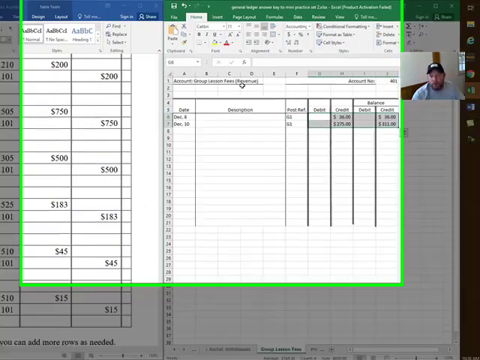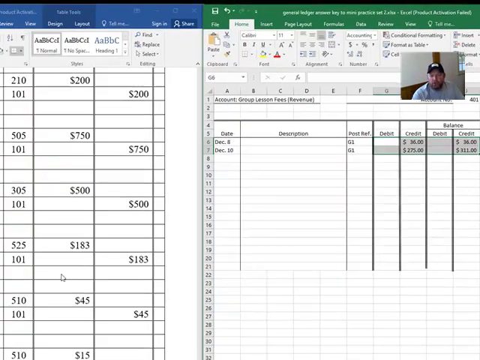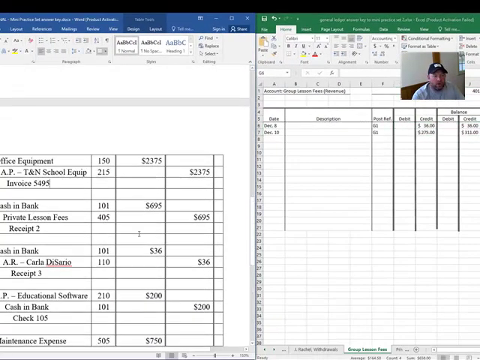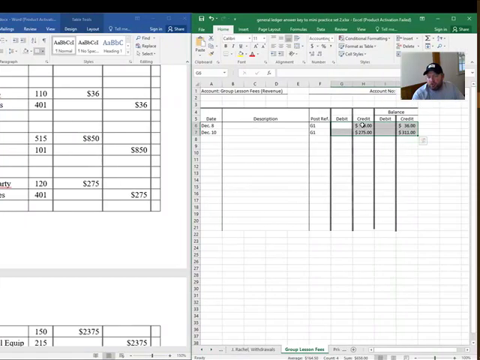All right, and you're going to note that I wrote the word revenue in parentheses, and that's okay. It just wants you to know that fees and revenues are essentially the same thing. So this is account 401. We have 2 times where we collected some revenue. And the first one is on the 8th, where we did the group fees for Carla, and it was a $36 collection. Normal balance side, or the increase side for revenues, is credit.